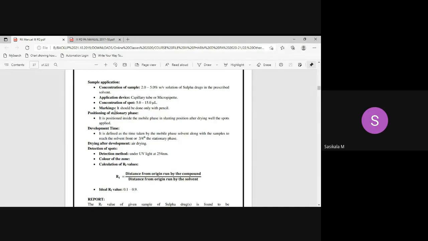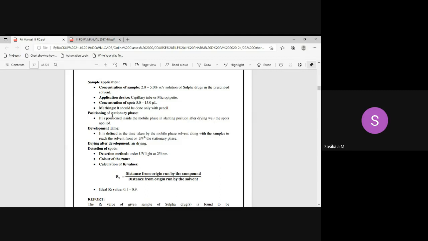Then, positioning of the stationary phase. It is positioned inside the mobile phase in a slanting position, inside the mobile phase chamber. Assume a 50 ml glass beaker. In that, in slanting position, you need to keep the stationary phase plate.